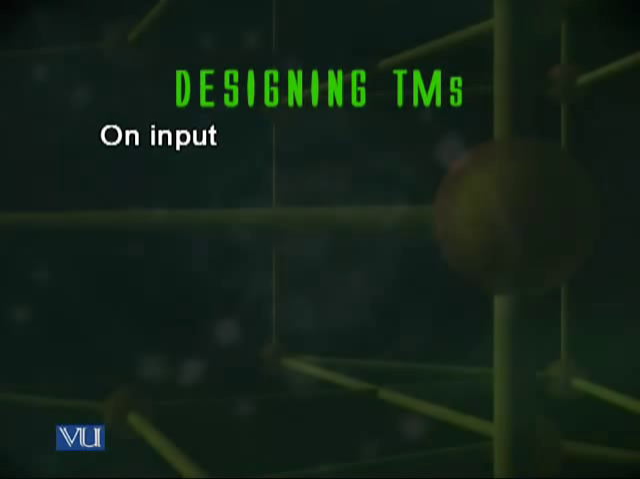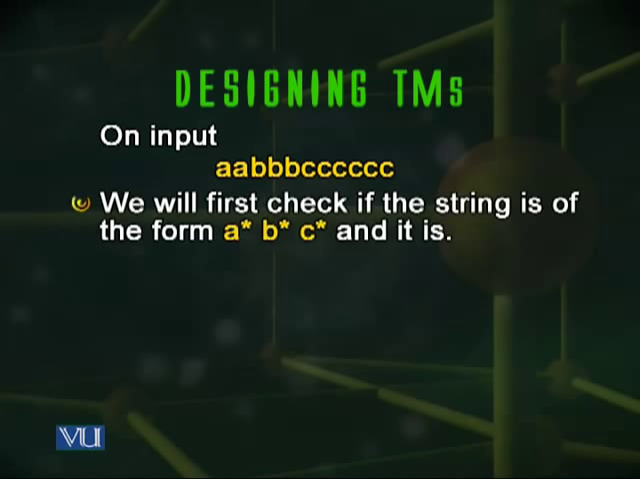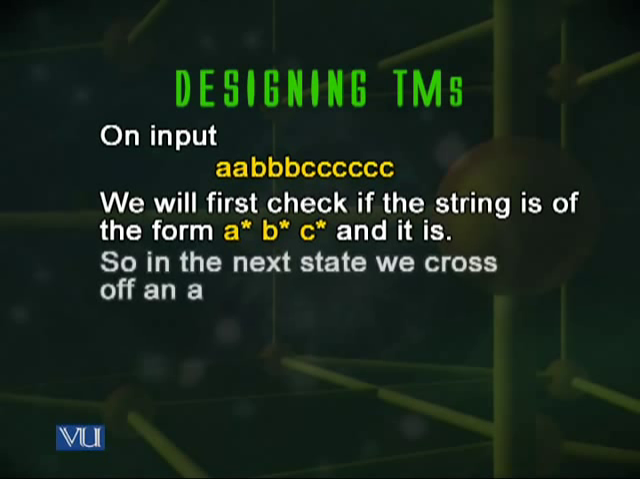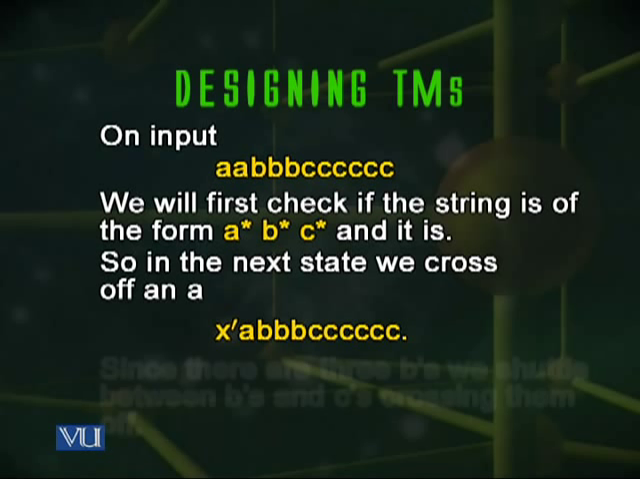Let's check what this Turing machine does on a specific input, or what this informal description will do to a particular input. Let's say that the input is AA, BBB, followed by 6 C's. We will first check if the string is of the form A star, B star, C star, and it is, so we will continue. So the tape contents after we have done this checking will look like X prime, A, A, B, B, B, followed by 6 C's.